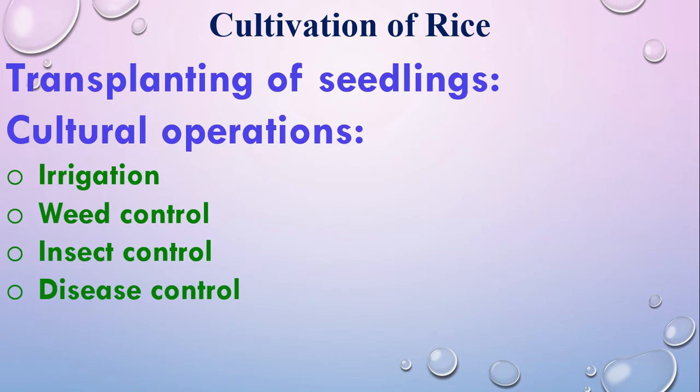Then weed control. At least 3 times weed control is necessary in the rice field: within 10 to 15 days of seedling transplanting, then within 14 days after the first weeding, and before the booting stage. Always remember that a weed is one kind of plant, so if weeds stay in the rice field, they will compete with the rice plant. So immediately we have to remove them from the field.